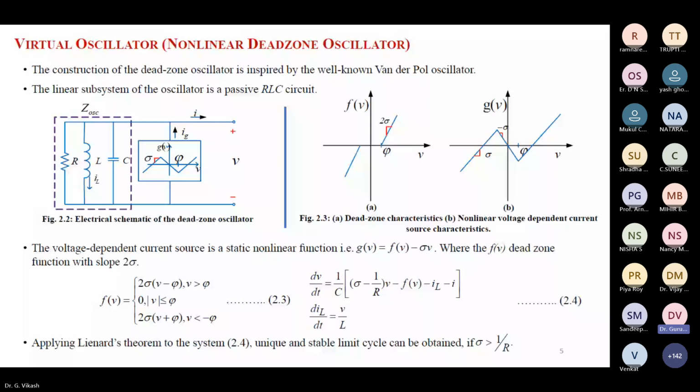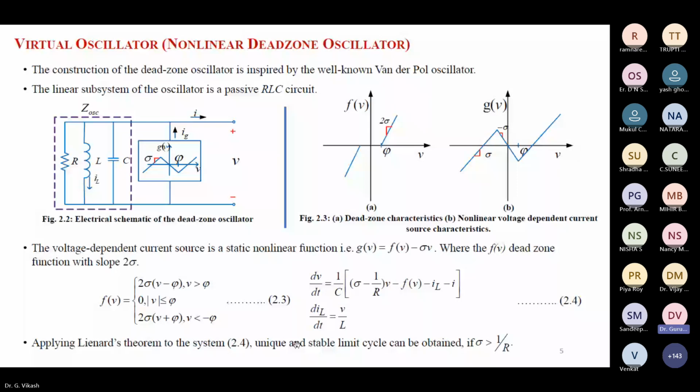Okay, so in this figure 2.2, if we apply KCL and KVL, we have two storage elements, L and C. Finally, we will get second order differential equations, that is shown in equation 2.4. These differential equations satisfy the Liénard theorem. So this 2.4 satisfies the Liénard theorem. Okay, then we will get a unique stable limit cycle.